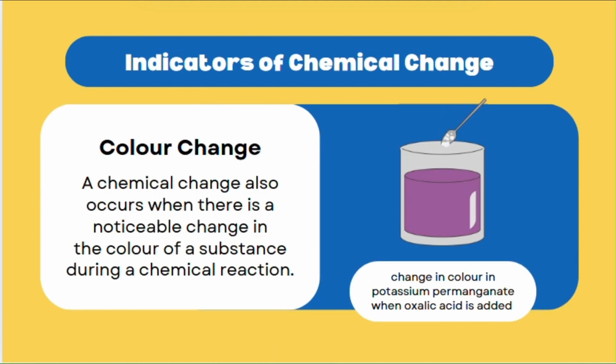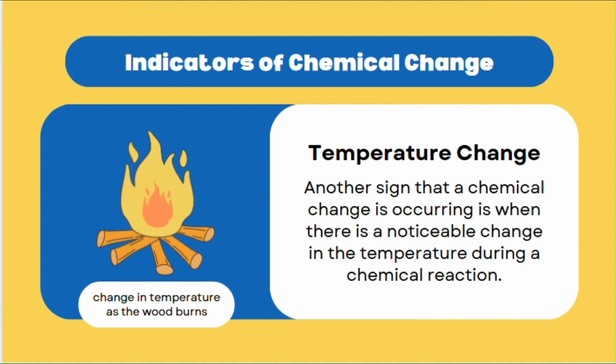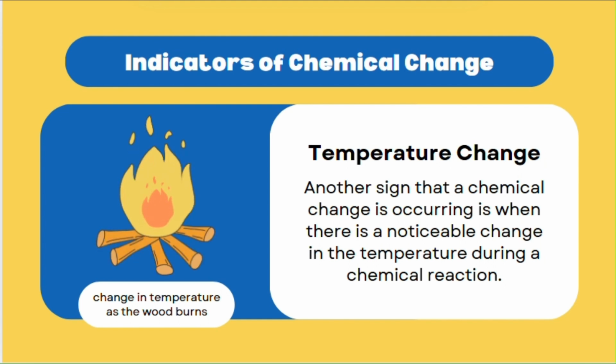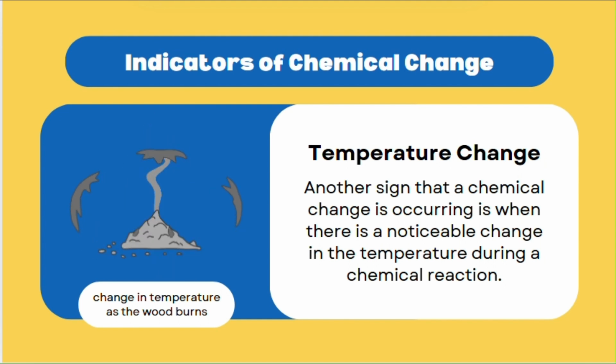Color change. When a noticeable change in color of a substance occurs. Example, a change in color in potassium permanganate when oxalic acid is added. Temperature change. When you notice a change in temperature. An example is fire when firewood burns.